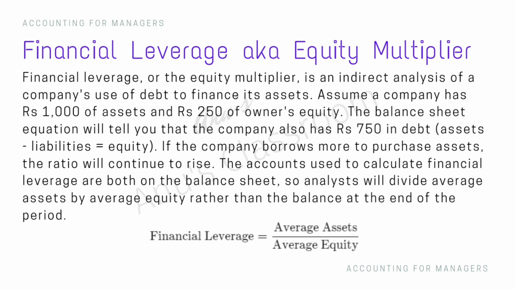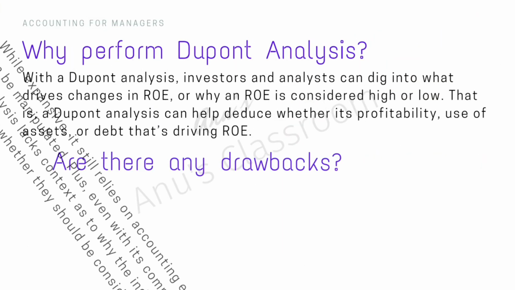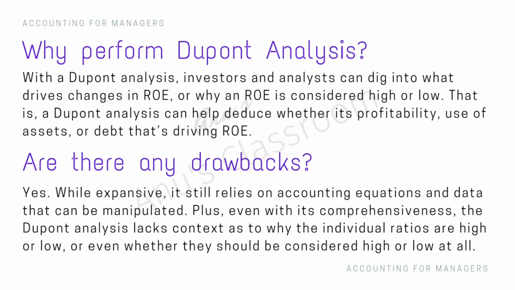So the accounts used to calculate the financial leverage are both on the balance sheet. Analysts will divide the average assets by average equity rather than the balance at the end of the period. So financial leverage or equity multiplier you can find by dividing average assets by average equity. So the total assets divided by the owner's equity will give you the financial leverage or equity multiplier.